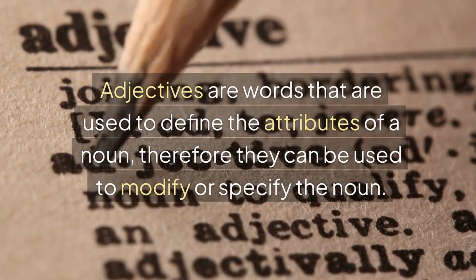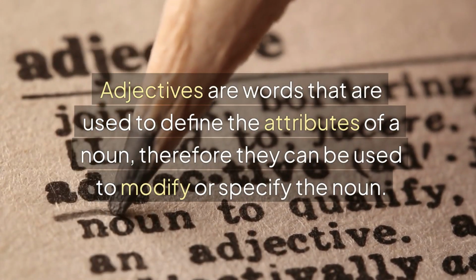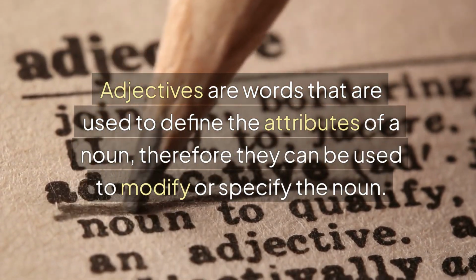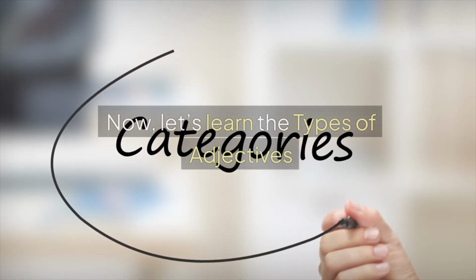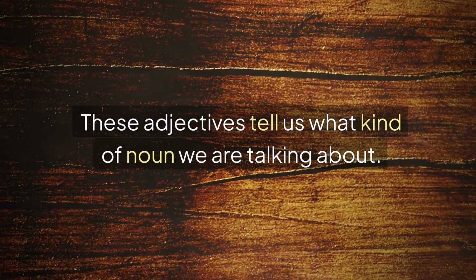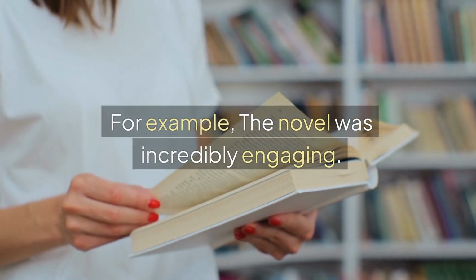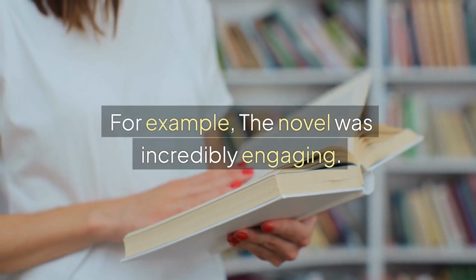Adjectives are words that are used to define the attributes of a noun, therefore they can be used to modify or specify the noun. Now, let's learn the types of adjectives. First is the adjective of quality. These adjectives tell us what kind of noun we are talking about. For example, the novel was incredibly engaging.